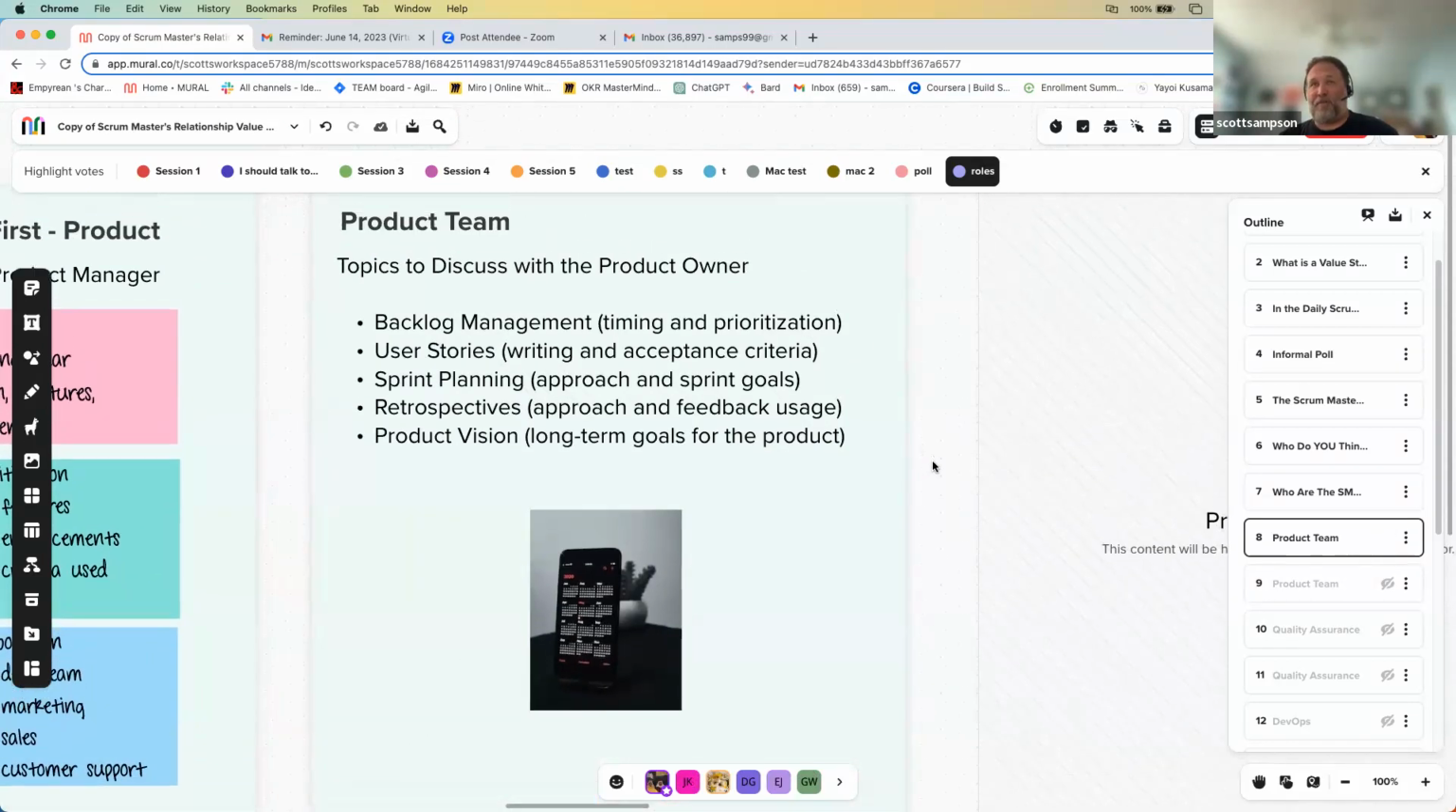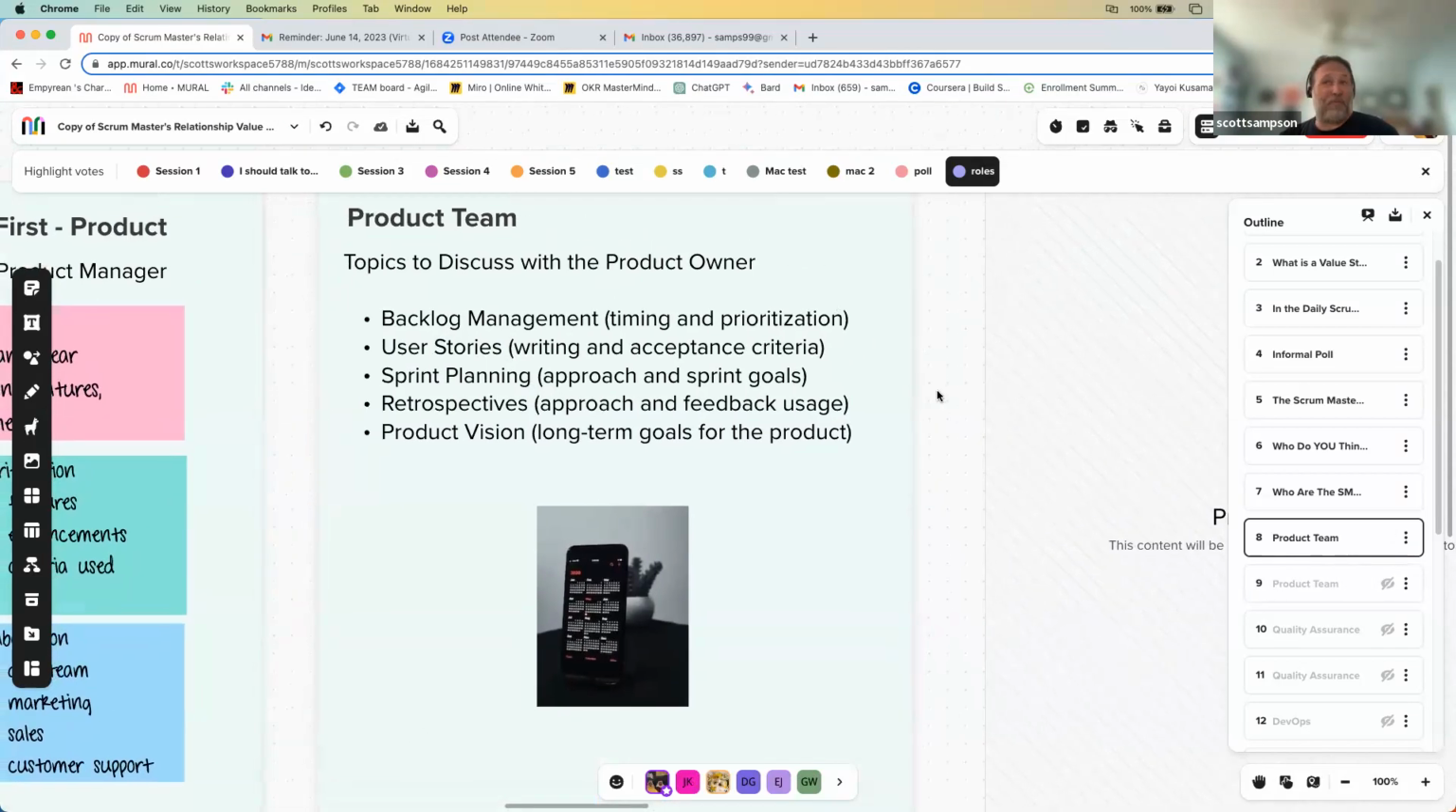So of course, there's more to the product team than just the product manager, the product owner as well. This is the person that's going to be on the ground with you as the Scrum Master or Agile coach, helping to plan out the backlog and how they prioritize and time that. They might be writing user stories or even requirements and acceptance criteria. So how are they doing that? What do they take into consideration? Of course, sprint planning.